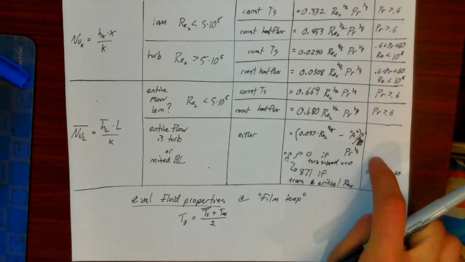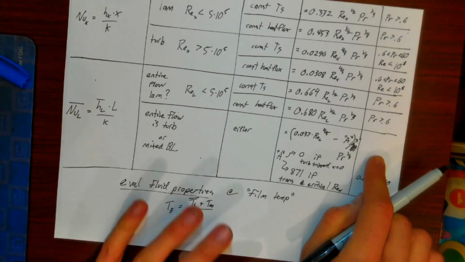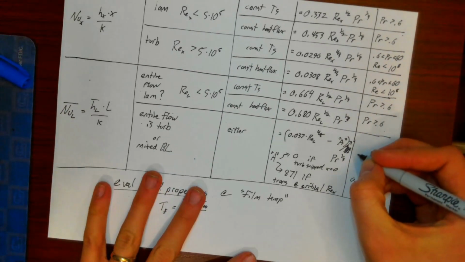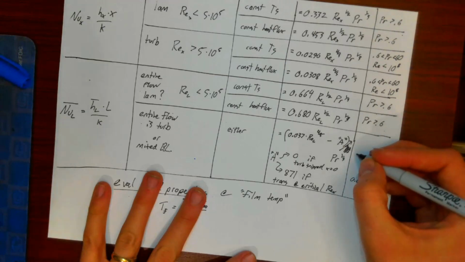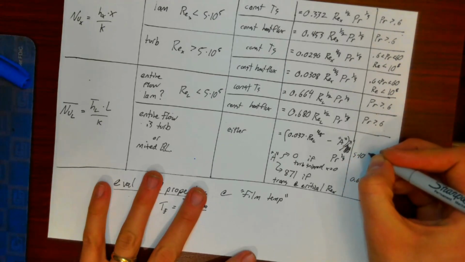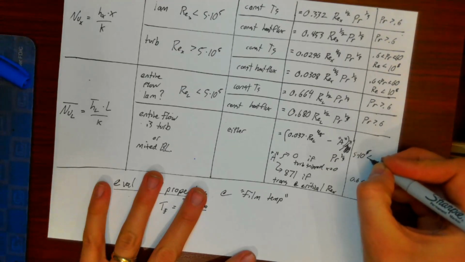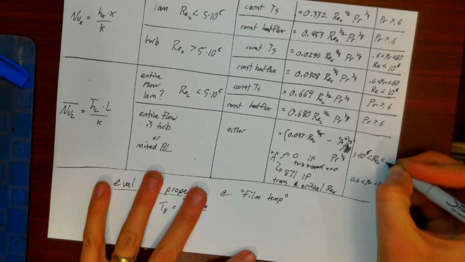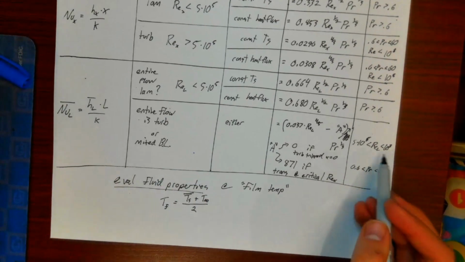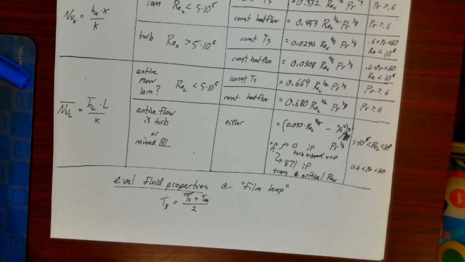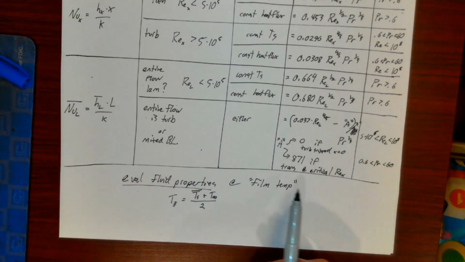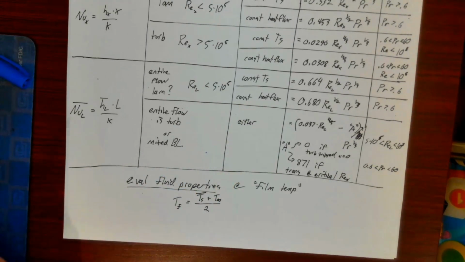I forgot one caveat for this one. We have a restriction on Reynolds number for this one as well, and that's basically Reynolds number needs to be in between 5 times 10 to the 5th and 10 to the 8th as well. So there's restrictions on Reynolds number here. All right, so that's what we have here.